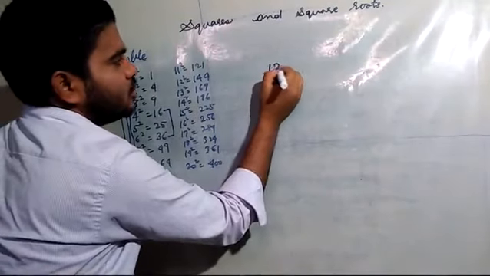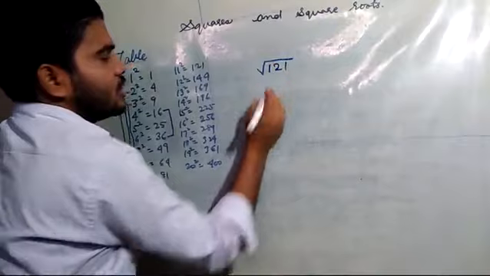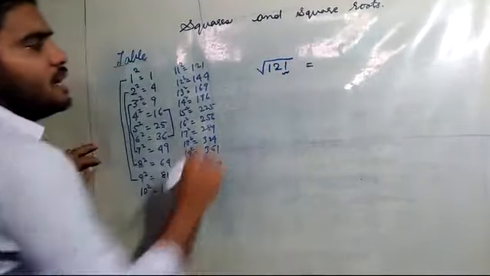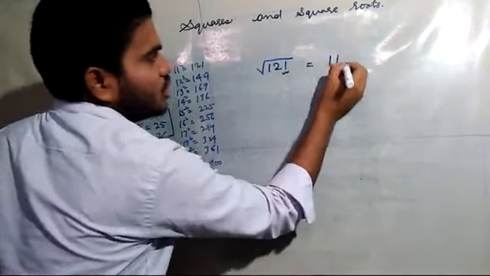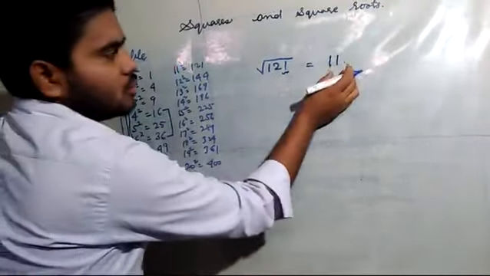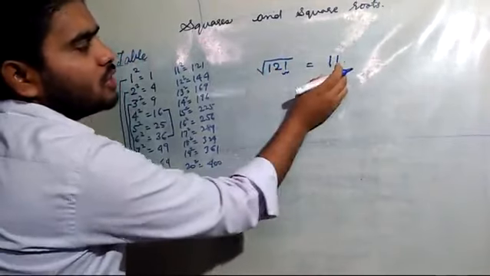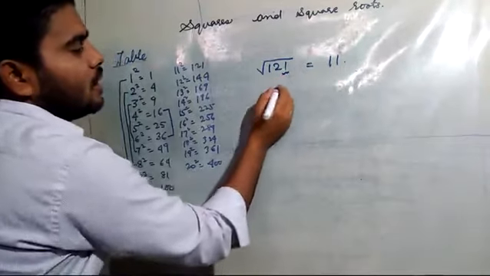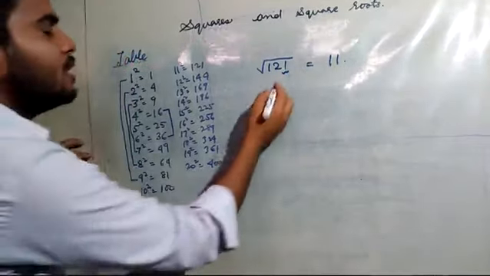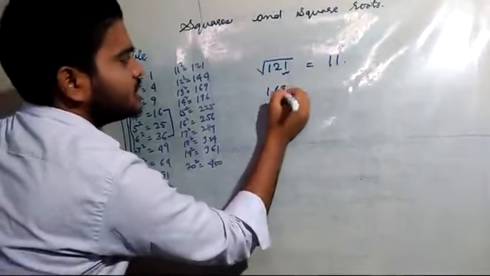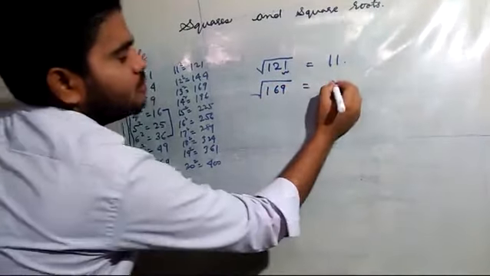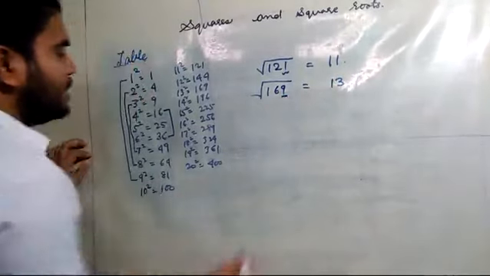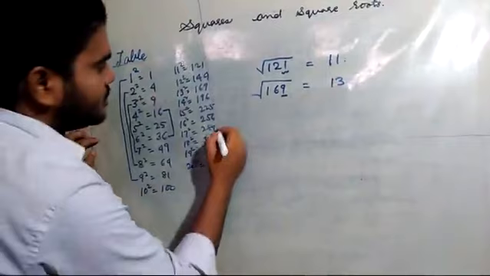If I have 121, find the square root of 121. The root's unit place is 1, so definitely its square's unit place will also be 1. 11 is called the square root of 121, so the square root of 121 is equal to 11, unit place 1, here 1. If I have another number, let's take 169. Though we know the answer, see here, the root is 9, where is 9 here?